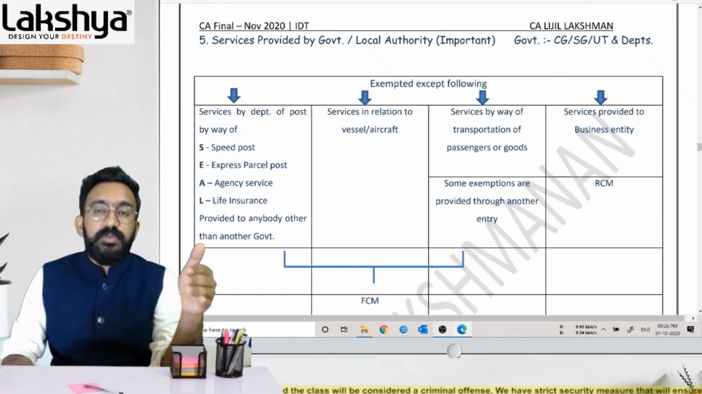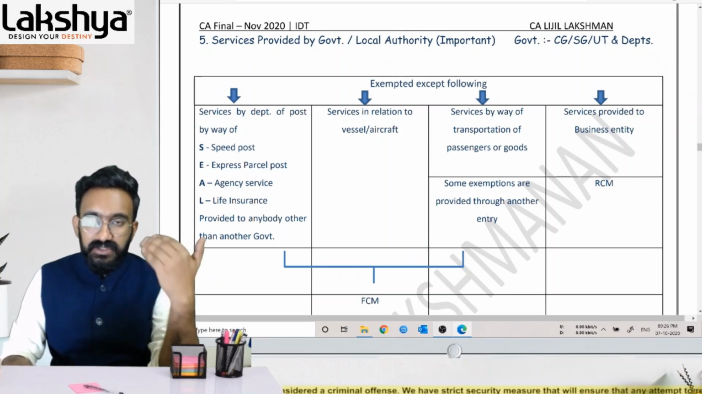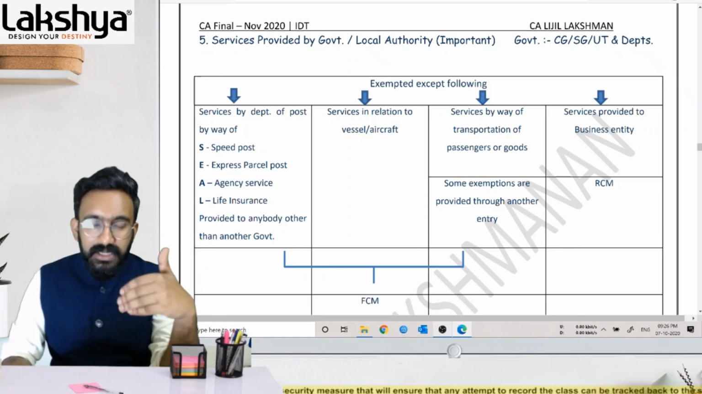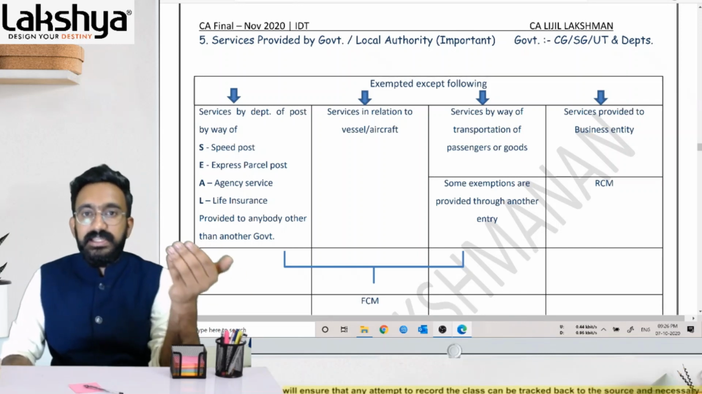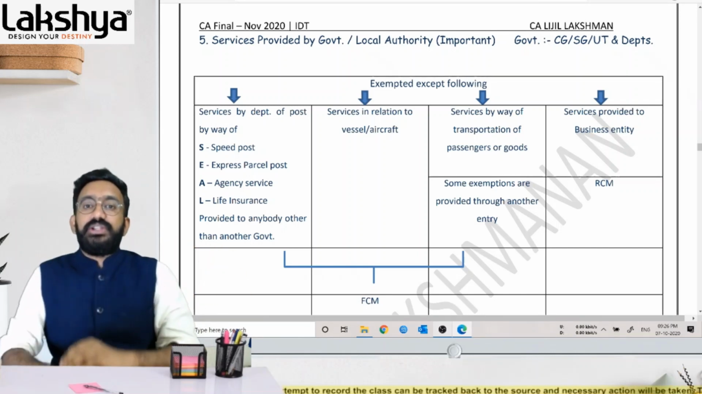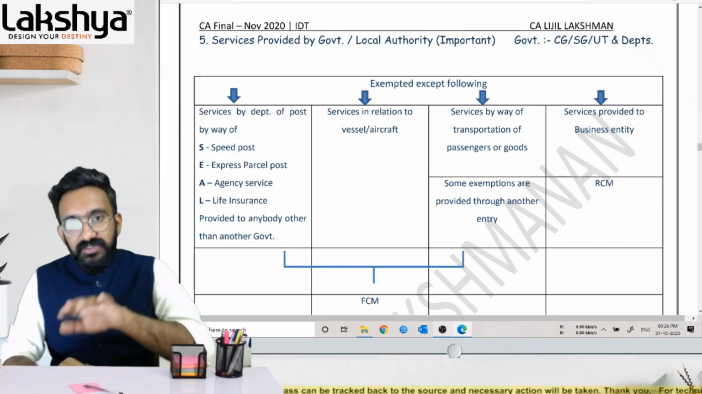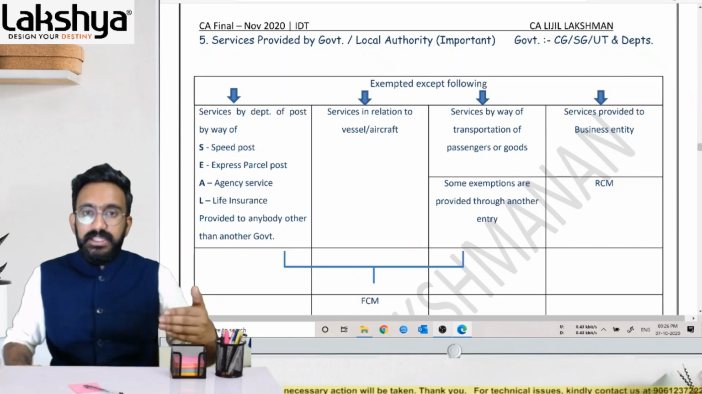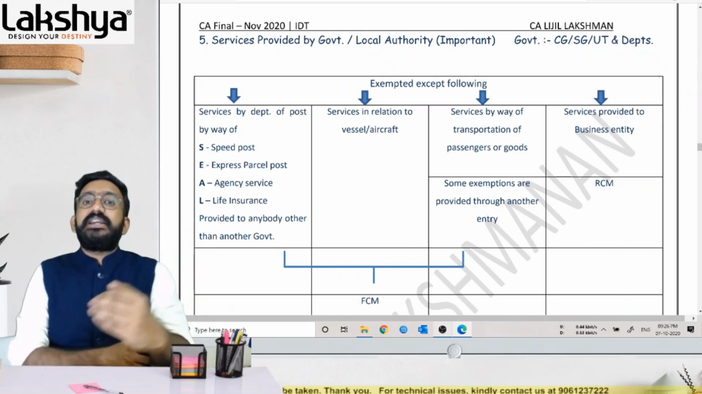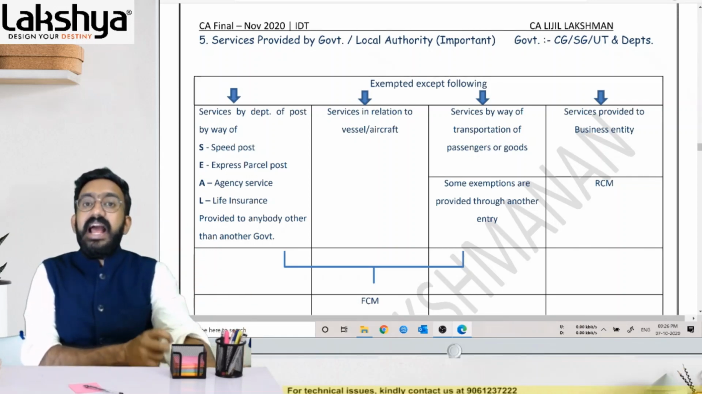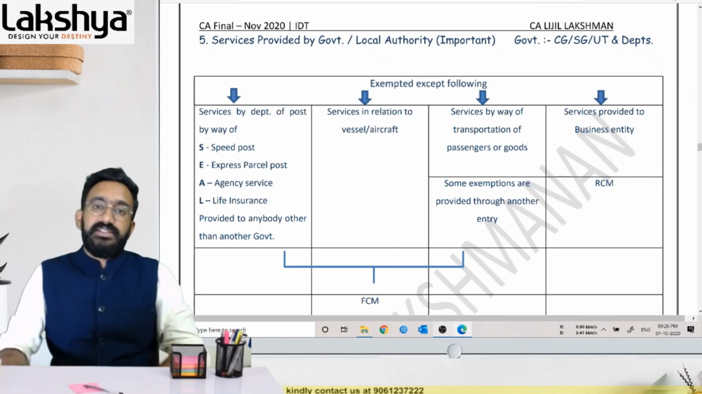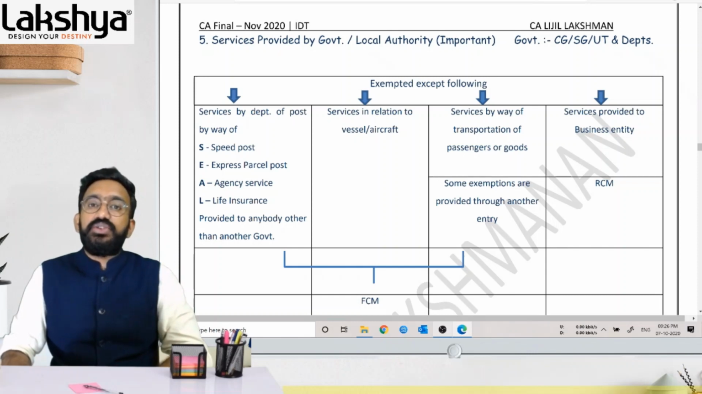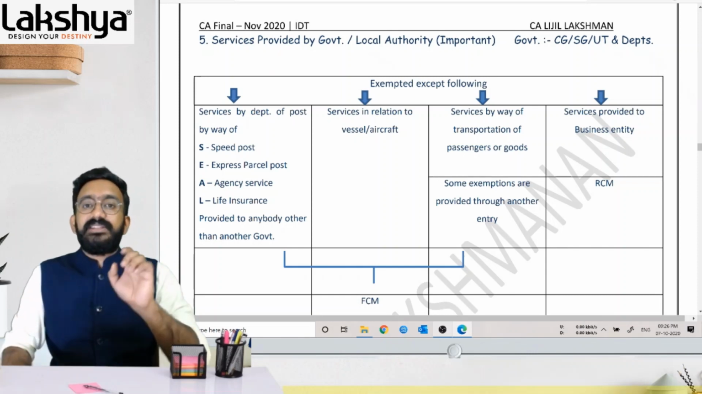And when the government or a local authority provides a service to a business entity, that is taxable under GST. Under what charge? Reverse charge mechanism. The generic understanding is that when the government provides services to a business entity, it happens to be a commercial service, and that is to be taxed under RCM. But there are exemptions given to small business entities. What is this exemption all about?